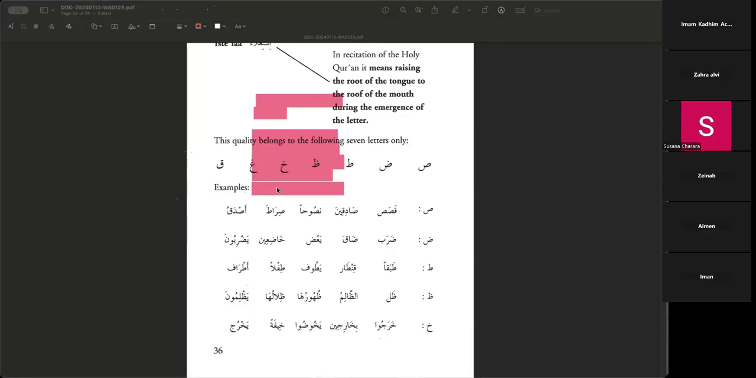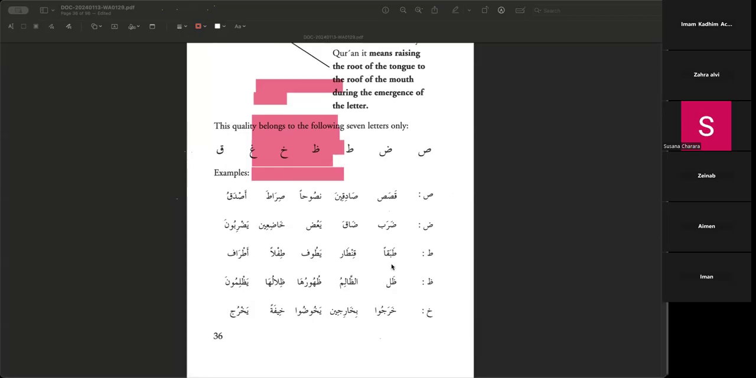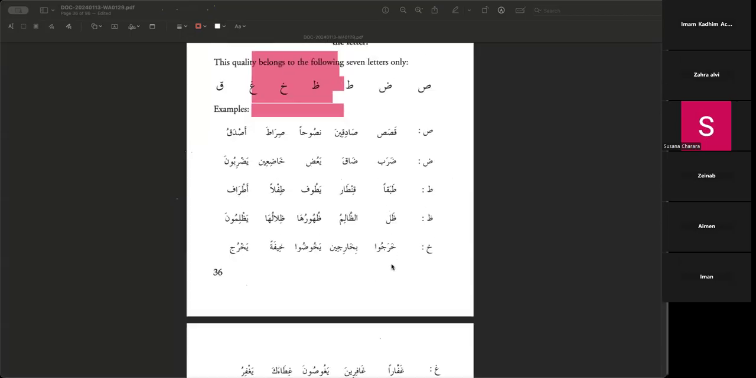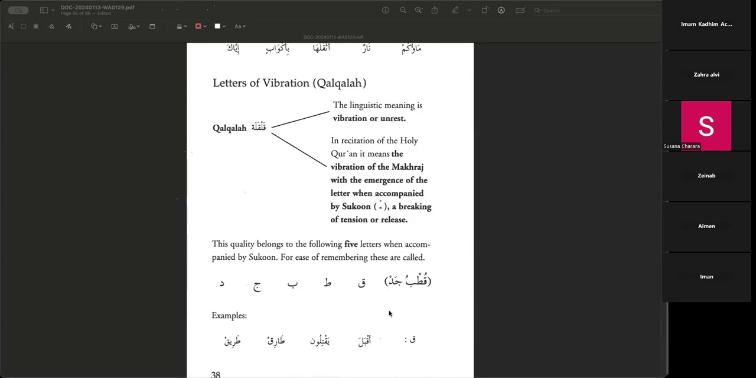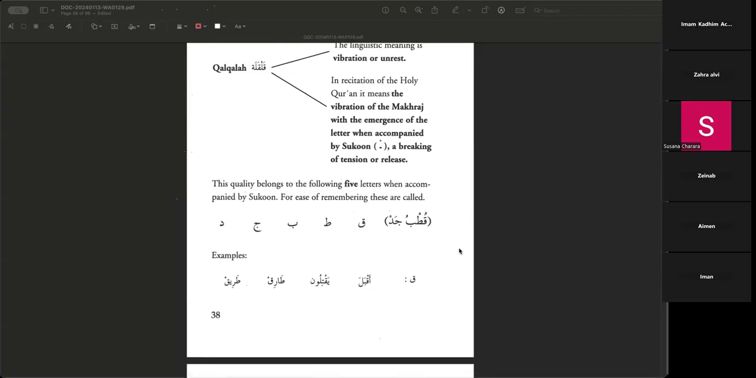You speak Farsi too or not? No. Okay, because I think in Farsi they have both pronunciations, so it's easier. And for qalqala, you have to memorize this word, Qutb-Jad, and then you will know which letters of qalqala there are.